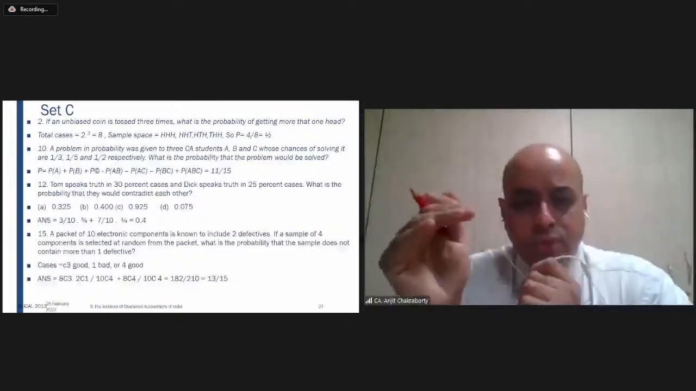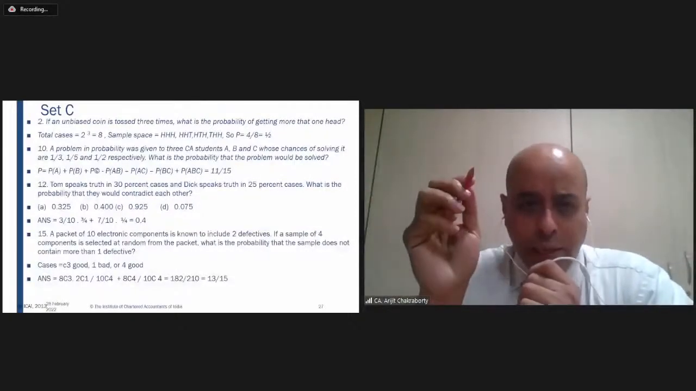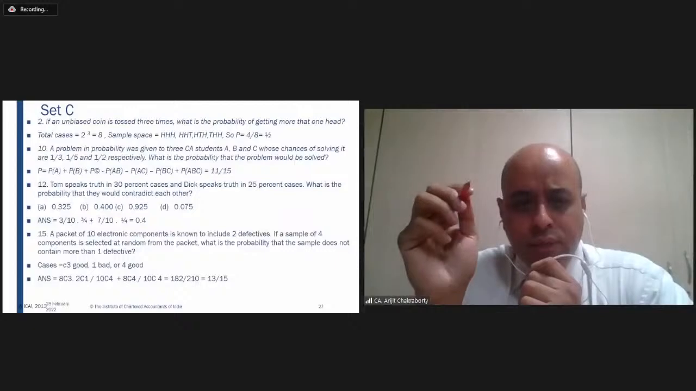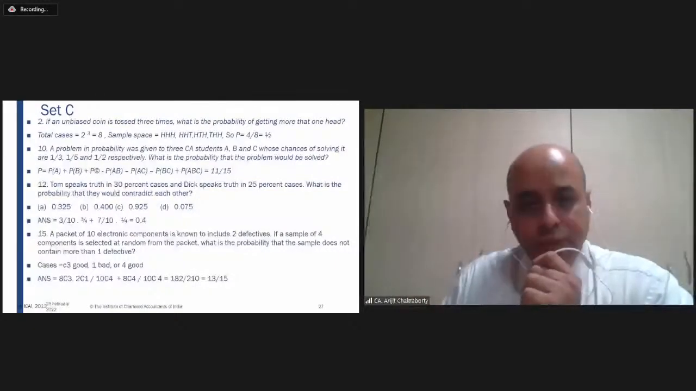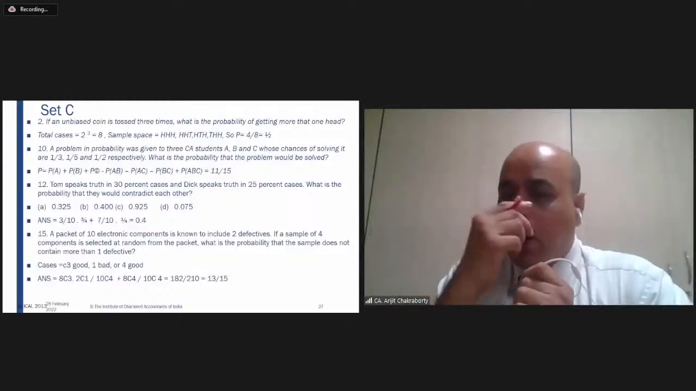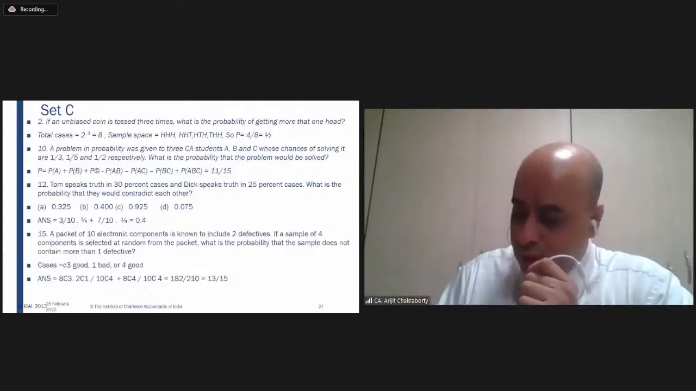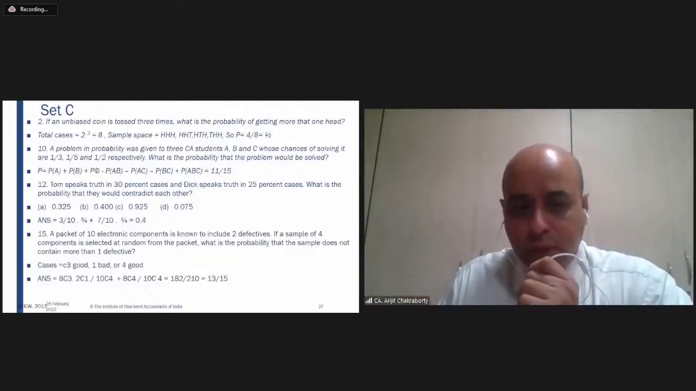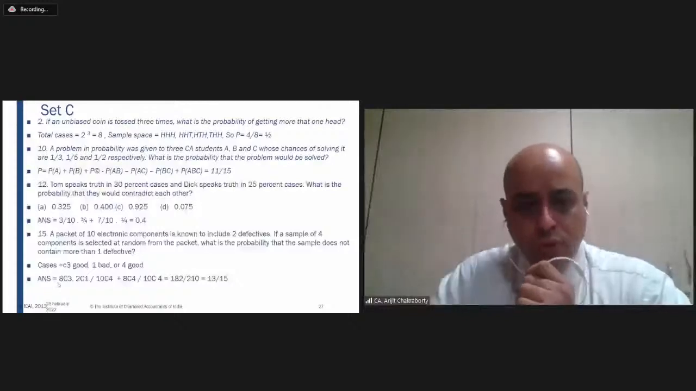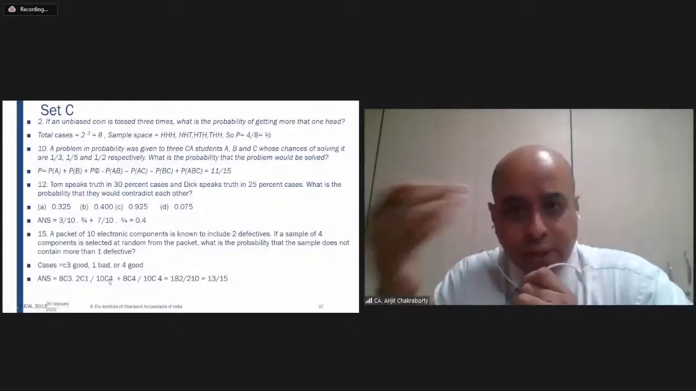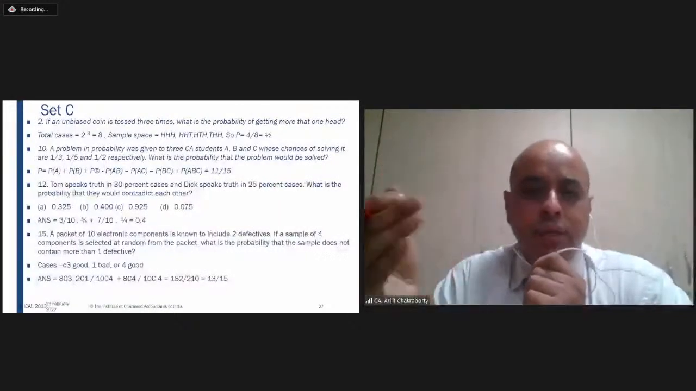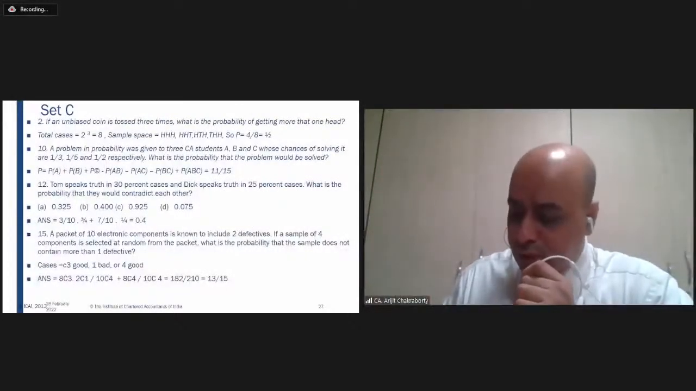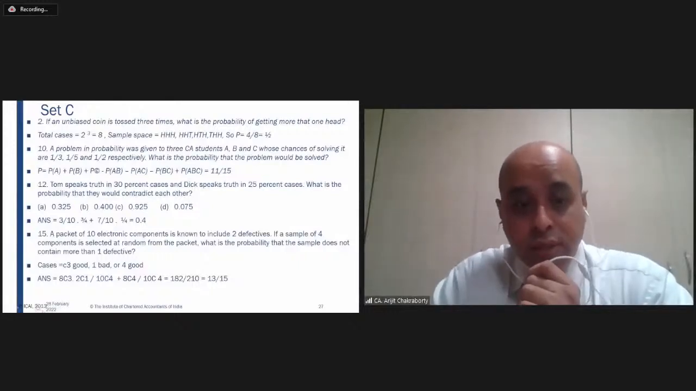For the first situation, please note, 3 good items you can select from 8 items in 8C3, and 1 is bad. So out of 2 defectives, you can select 1 bad item in 2C1. So 8C3 into 2C1 divided by 10C4. Why 10C4? Because there are 10 items, you are selecting 4 of them. It can be selected in 10C4 ways. So in the denominator, you have 10C4, plus the second situation.